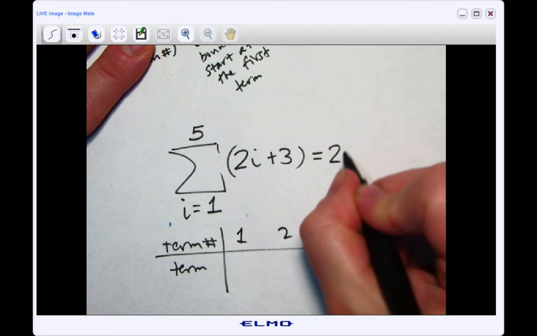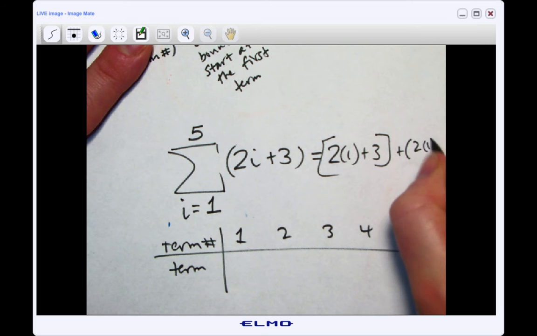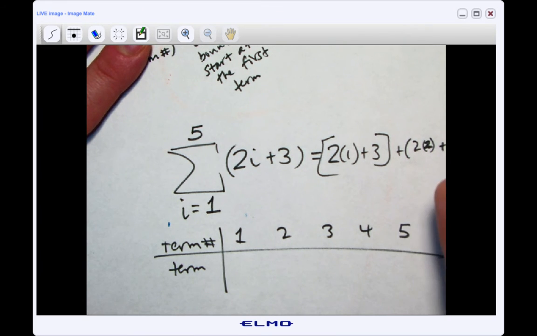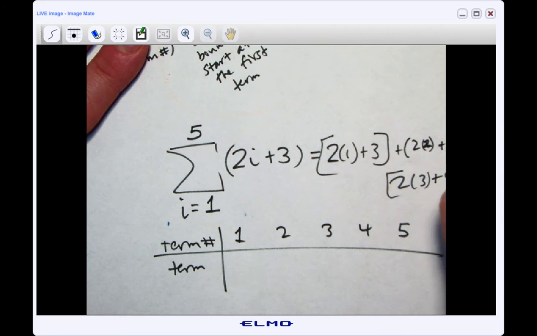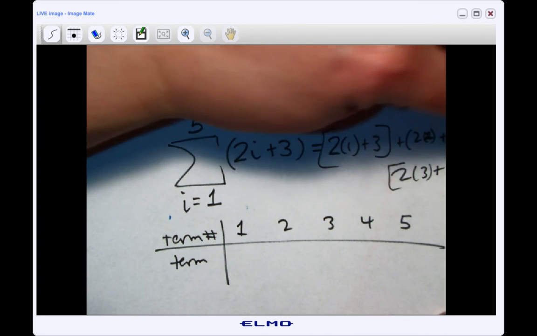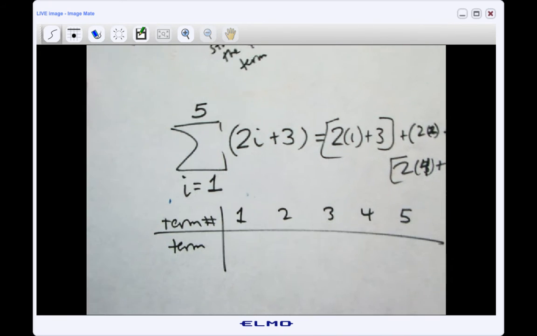So it looks like this. That would be my first term. I would add my second term, which would be with a 2 in there. Then I would add my third term, with a 3 in there. I should have picked something smaller that would have fit on the sheet, but that's the way it goes. And then I'm going to add my 5th term. So this is really what it stands for. It says put a 1 in, figure out what that value is, put a 2 in, put a 3 in, put a 4, that one's a 4, put a 5, and then add those values together.